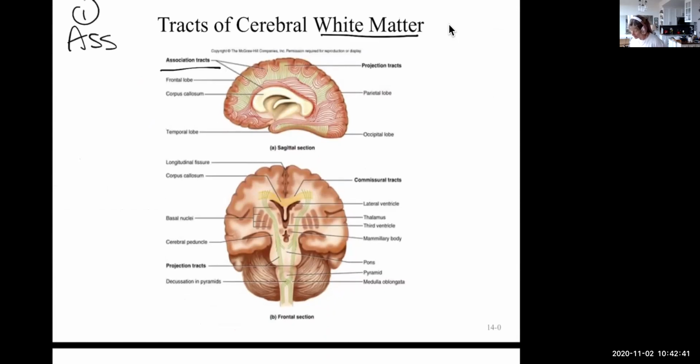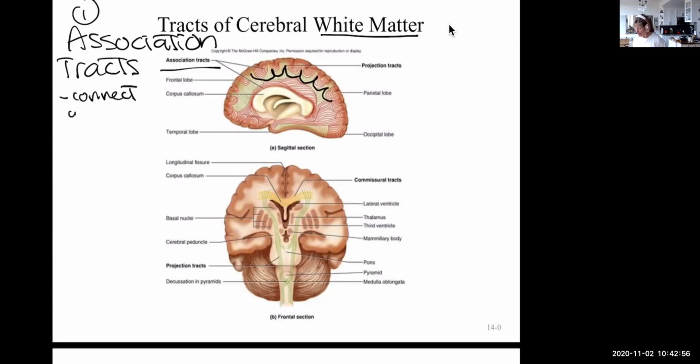So that's one type of tract, association tracts. And you can see them here. They connect within and between lobes.